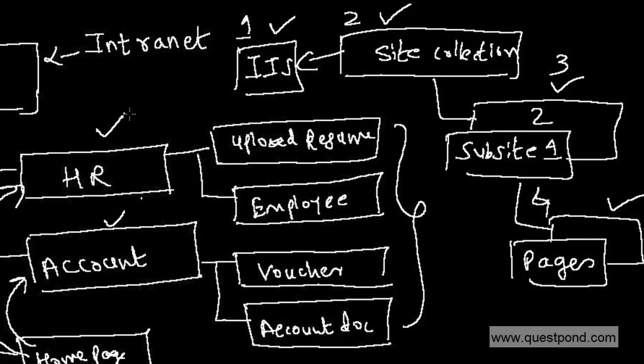So in our previous video we created this site structure. Now in this video we are going to create these pages. You can see that in all there are 4 pages. 2 pages inside HR, 1 page for uploading the resume and the other for the employee database, and the second one is in the accounts, where we have 2 pages, one for the voucher entry screen and the other for maintaining the account documents. So let's start creating these pages one by one.